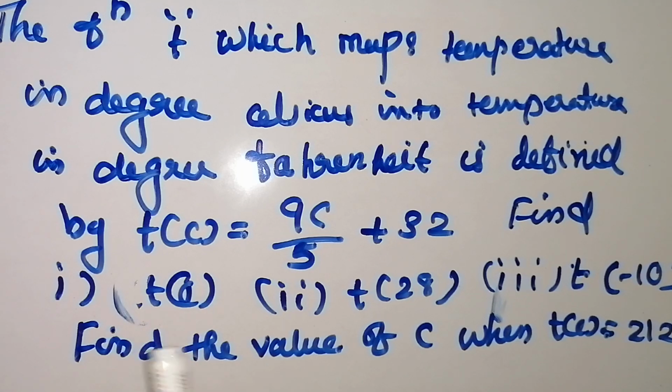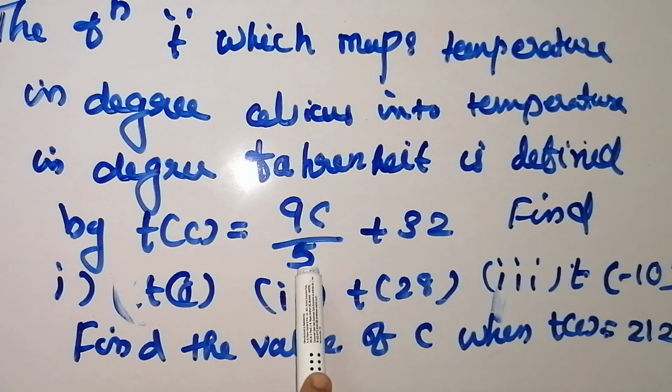So here are 4 sub questions. We first solve these problems. These 3 types are the same as the above problem: t of 0, t of 28, t of minus 10. We have to find the value of these 3 sub questions. First we write our real valued function: t of c is equal to 9c divided by 5 plus 32. Then we move to our answer.